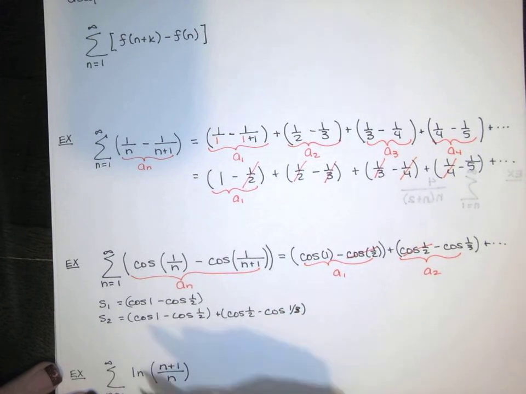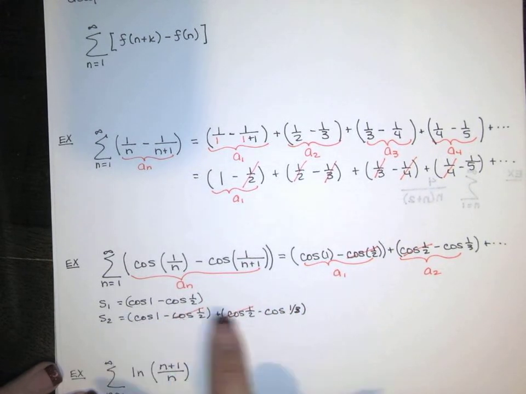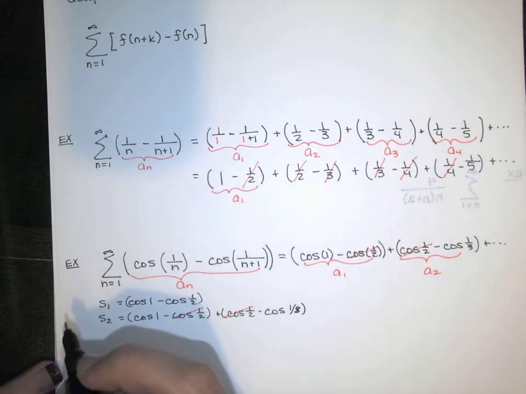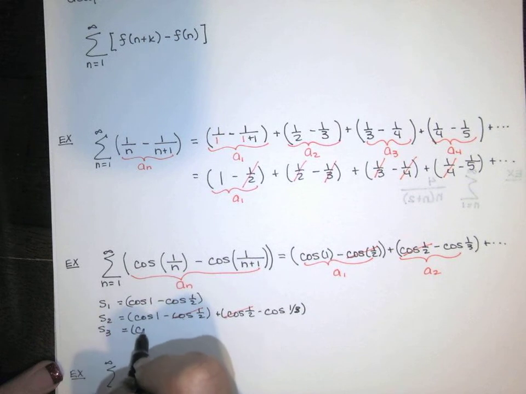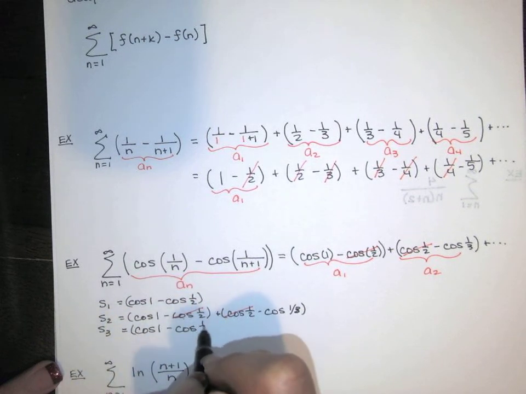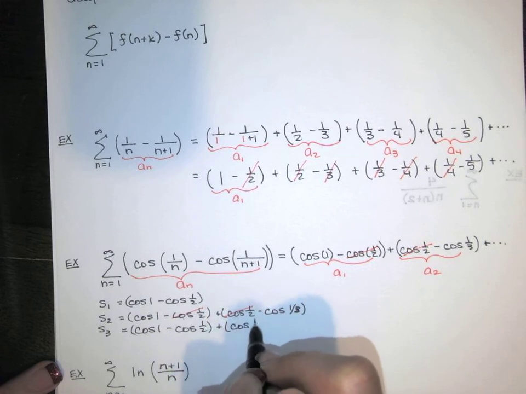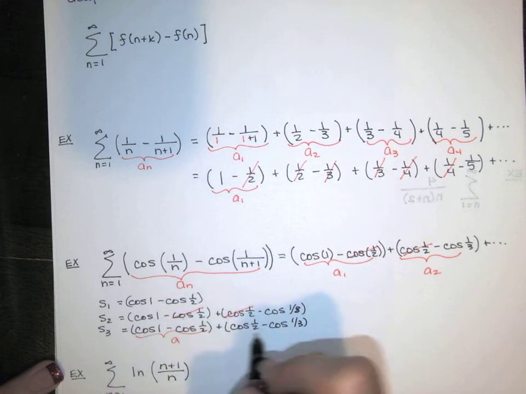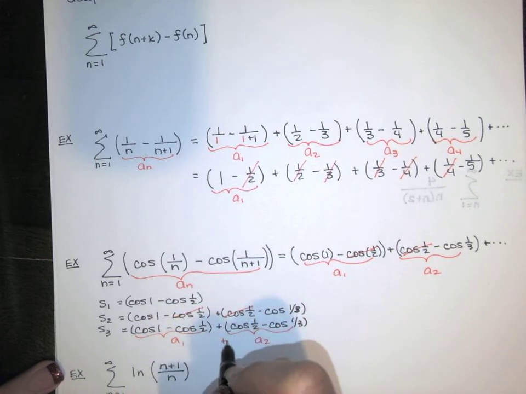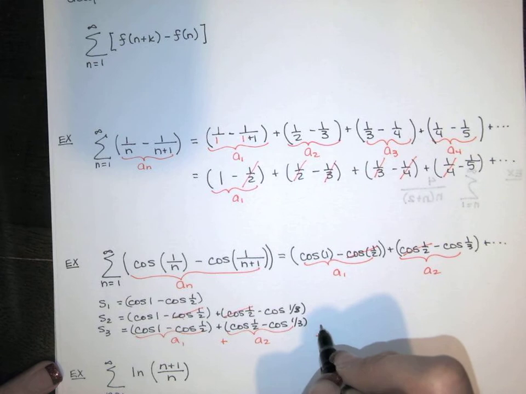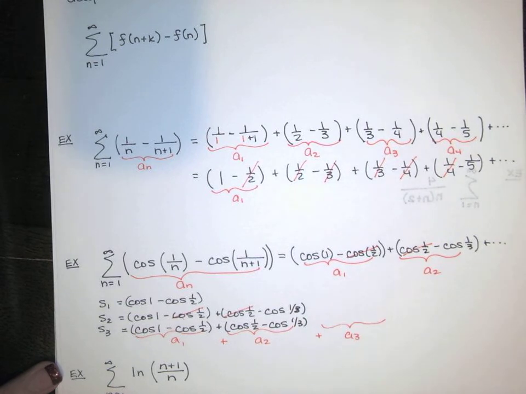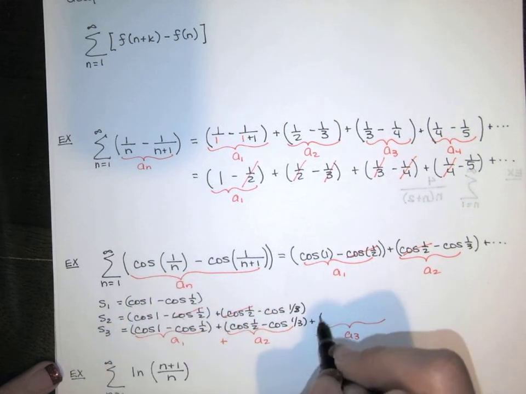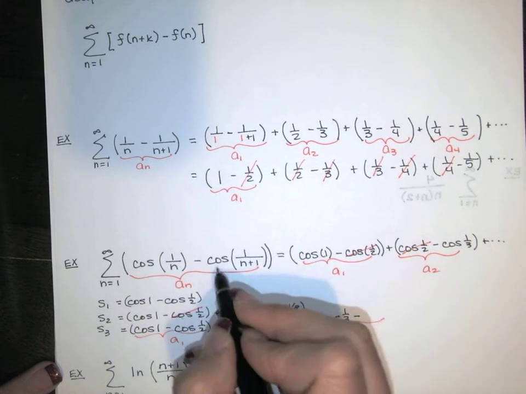That's the cosine of 1/2 minus cosine of 1/3. And see what happens? These guys reduce, and my S sub 2 only has two terms. S sub 1 had two terms, S sub 2 has two terms. I bet you anything, S sub 3 is also going to have two terms. So I have cosine of 1 minus cosine of 1/2 plus cosine of 1/2 minus cosine of 1/3. So this is a sub 1, and this is a sub 2. And for S sub 3, we're adding the first three terms, so we need to add a sub 3. Well, when I substitute in n equals 3 here, I get cosine of 1 over 3 minus cosine of 1 over 4.